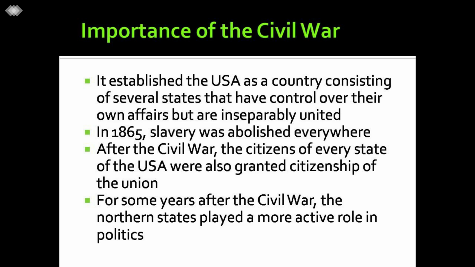For some years after the Civil War, the northern states played a more active role in politics. This led to the rapid expansion of industries, and the construction of railways was undertaken on a very large scale. By the end of the 19th century, the USA emerged as one of the most powerful industrialized nations of the world.